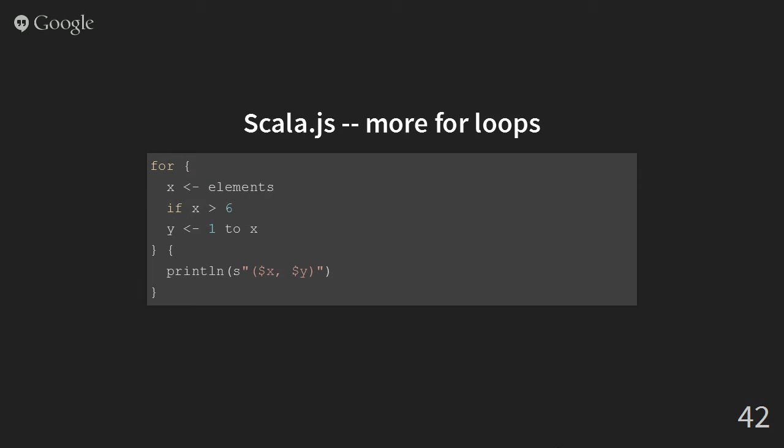Scala for loops have more syntax, so they support a bit more use cases. You can iterate over several things. You can insert guards in there. So this will iterate over all x's in elements, but then only for those where x is greater than 6, iterate from 1 to x, and then print the string interpolation with x and y.